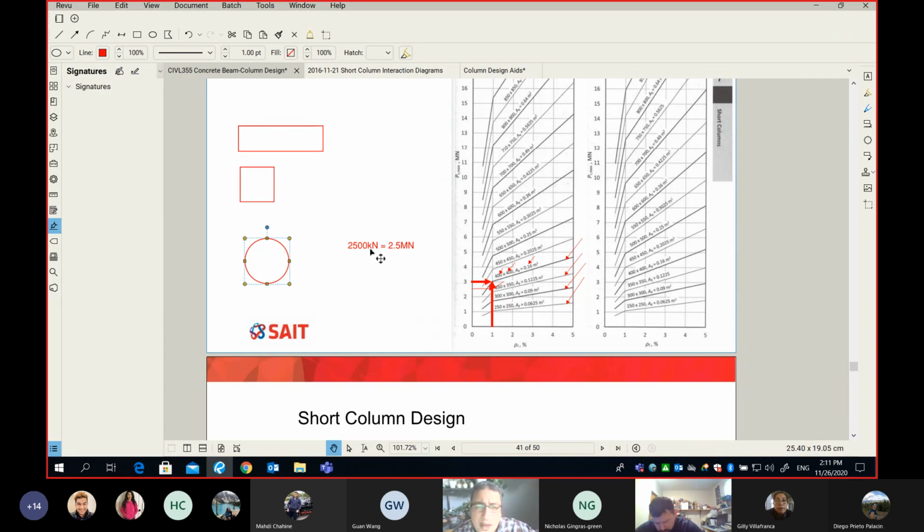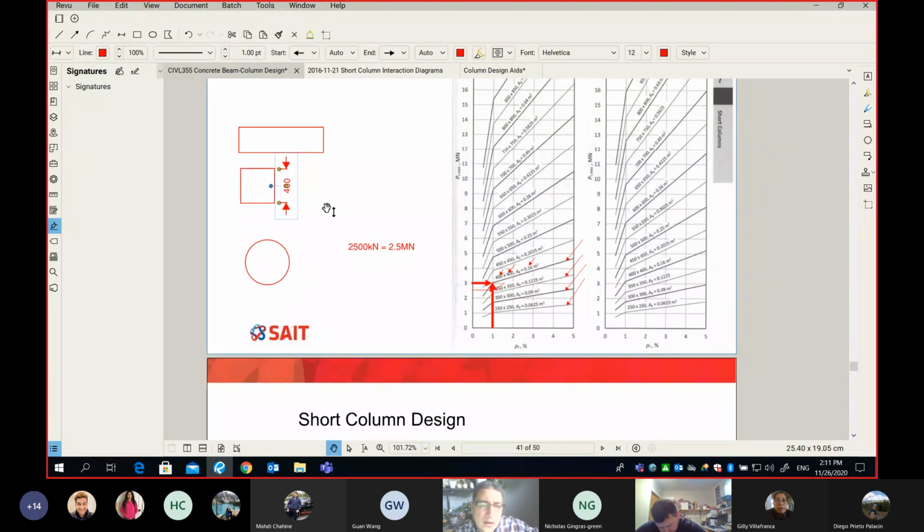If your column is a square, can you tell me right now what should be the dimension? So let's do it, for the same numbers. You can tell that this should be a 400 by 400. Would you agree? If my column is a square, look at the chart, it tells you 400 by 400.